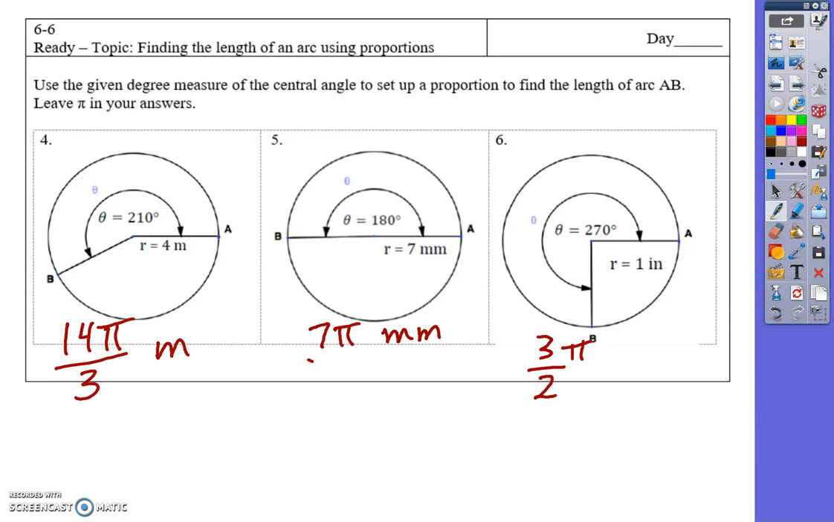All right, so for our first one, we have 14 pi divided by 3 meters, which is 4.667 pi. I like my answers in terms of pi. It says so right here, so make sure pi is in your answers. 7 pi millimeters and 3/2 pi inches. So those are our answers to the warm-up. Let's move on.